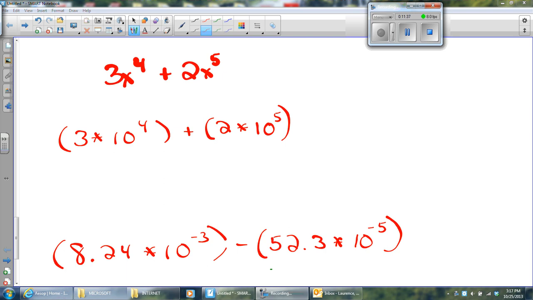First of all, I want to talk about 3x to the fourth plus 2x to the fifth. Hopefully you know that these are not like terms, and therefore you can't add them together. Now the cool thing is on this problem here, I'm going to call it problem A, they're not like terms.